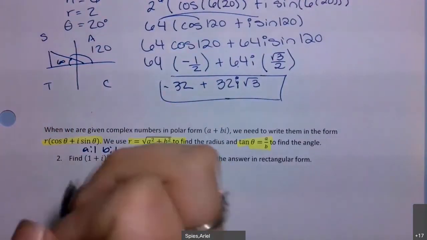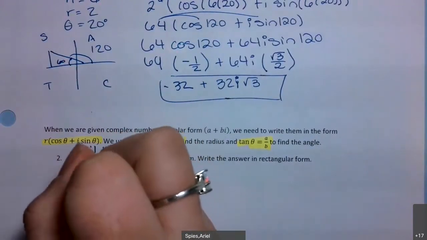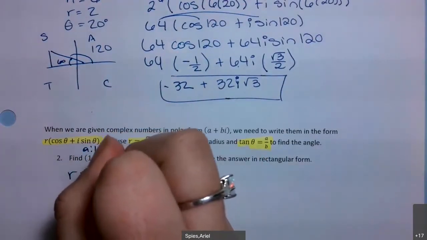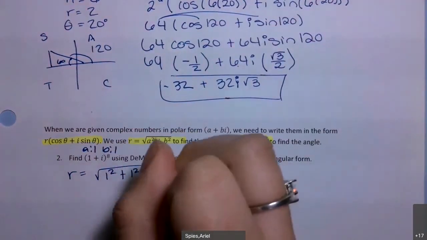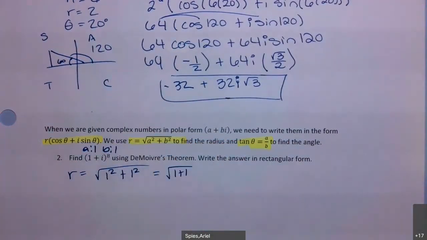So when I go to find my r, it's going to be the square root of 1 squared plus 1 squared. 1 squared is 1, so really I have 1 plus 1 under that radical, which is the same thing as the square root of 2. So that is my radius that I'm going to use for this formula.